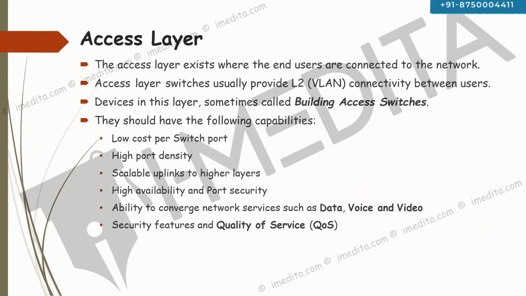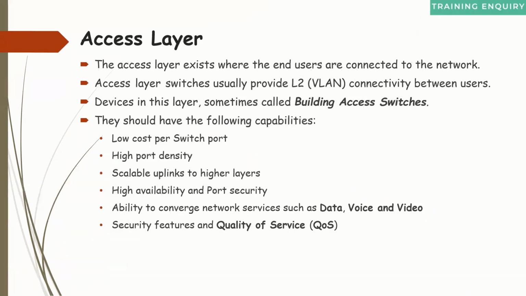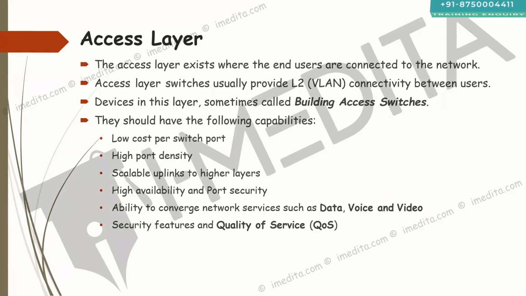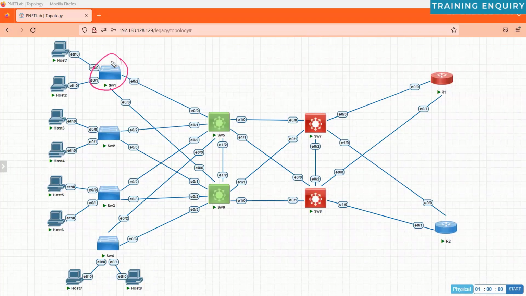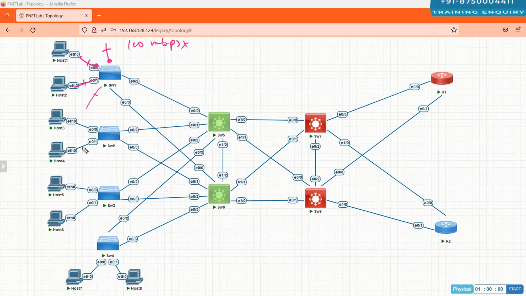Now, the switch also should have scalable uplinks to the upper layers. What do we mean by that? It means that, for example, we have this switch at the access layer, and there are 10 users connected on this particular switch, and every user can send traffic at 100 Mbps speed. Why? Because every port is a 100 Mbps port. So every user, at full capacity, can send traffic at 100 Mbps.